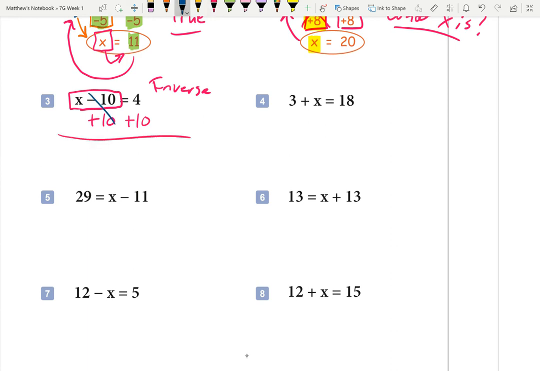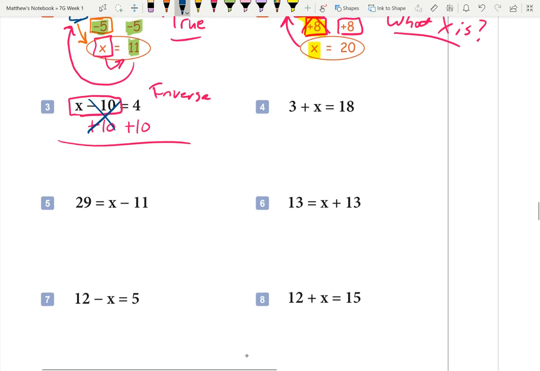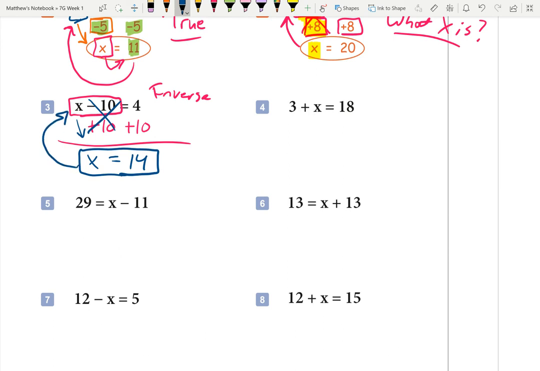Well, that means that minus 10 and adding 10 is going to cancel out, and I'm left with just x over here. So now I have x equals 4 plus 10. Well, instead of writing 4 plus 10, I'm instead just going to do 4 plus 10, and that's going to give me 14. I can plug in 14 for x, and that makes sense. 14 minus 10 equals 4.